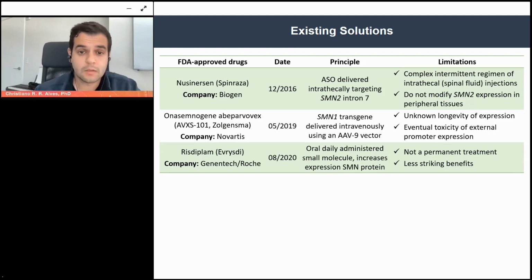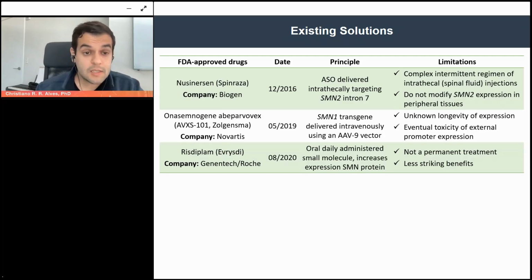All right, so here is a table that provides a summary, a whole picture of what's going on. The first drug approved was the one that Biogen developed, nusinersen, or the commercial name Spinraza. That's an antisense oligonucleotide that targets that SMN2 gene that I mentioned before. But the problem with this type of therapy is that it requires a series of intrathecal injections. So it's a very complex delivery system. And also this targets mainly just the CNS.